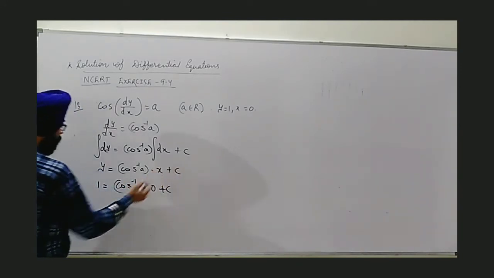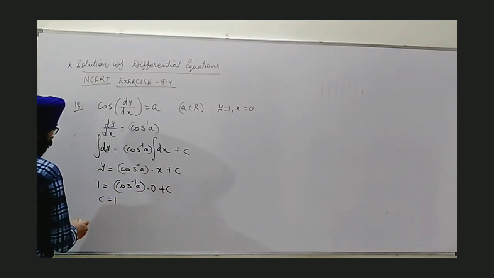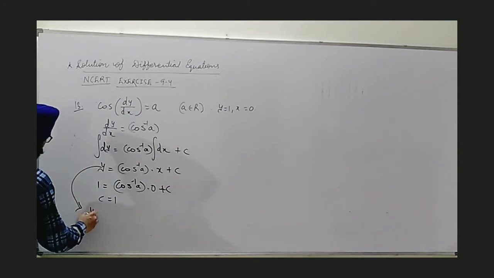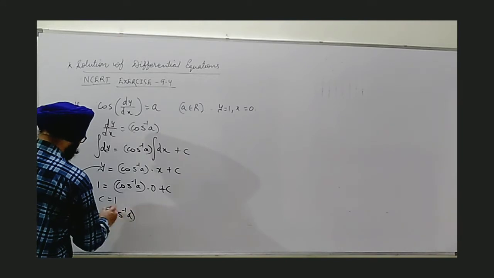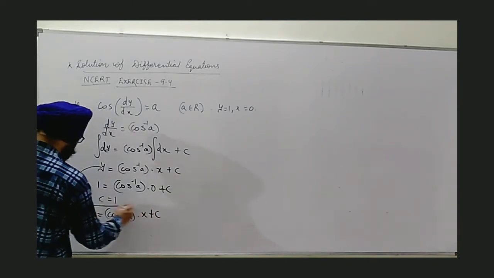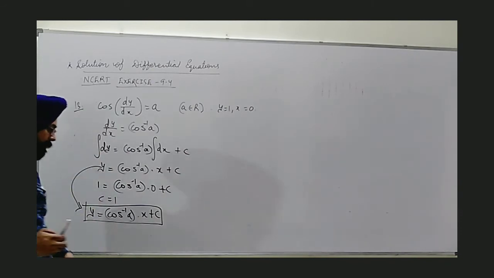So we find that c is here, this term is 0, so we get c equal to 1. Again, from this equation we can write y is equal to cos inverse a dot x plus 1. We can wind up here only, no problem. But as the question was given with cos, let's manipulate to make it in terms of cos.